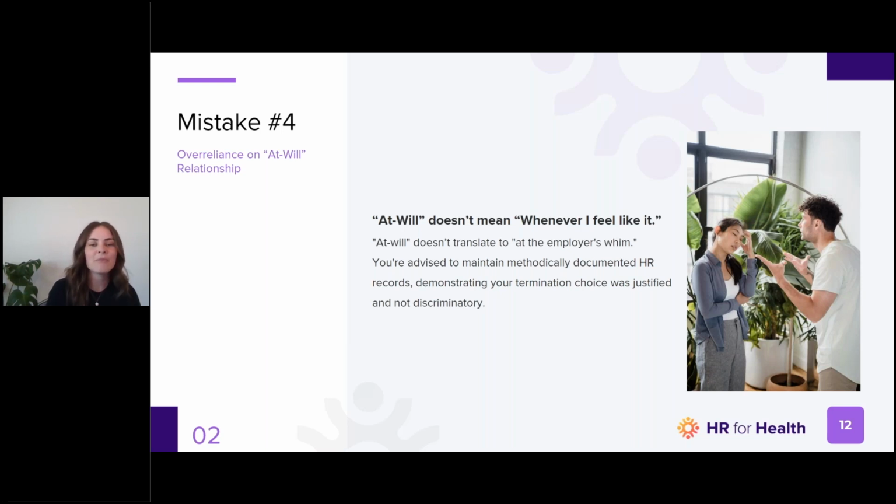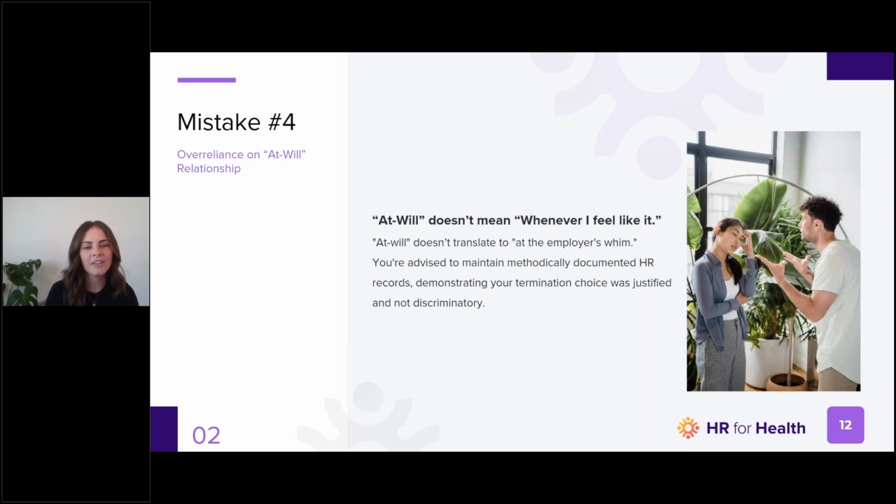So at will doesn't mean that it's just, oh, I can fire them whenever I feel like it. There's no risk associated with it. There's still going to be risk. You still need to prove why you terminated them was justified and for a business reason and not for a discriminatory reason. So that goes hand in hand with the mistake number 3 that we just went over with documentation. You have to document why you're terminating and have a whole line of documentation in place so that when you do go to terminate someone, you have that in your back pocket if you need it.